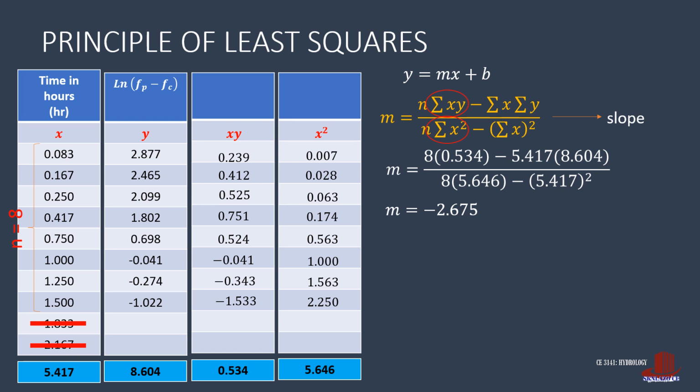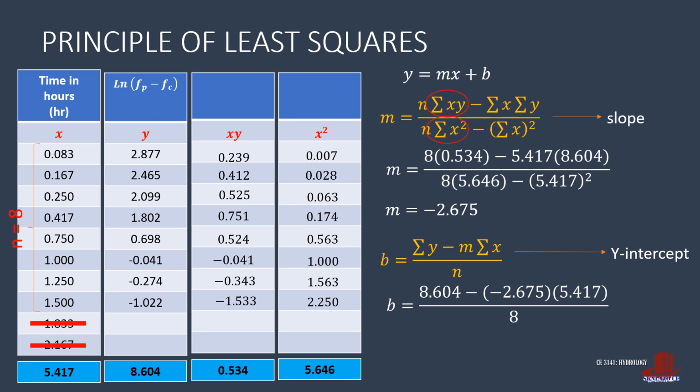The next equation provided by least squares is the y-intercept b. b is then the summation of y as 8.604 minus m of negative 2.675 times the summation of x, which is 5.417. All this is divided by n, which is 8. b is then computed as 2.887. Thus, if we write the best fit line, we have y as negative 2.675x plus 2.887.